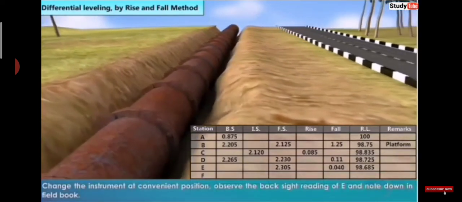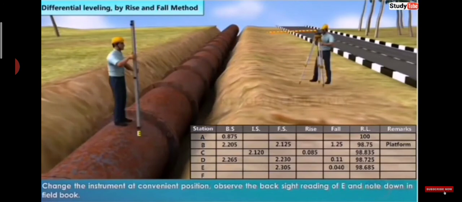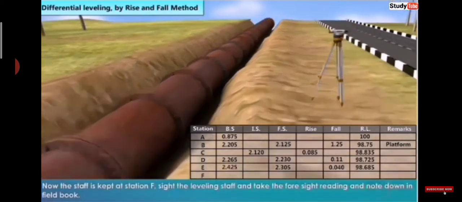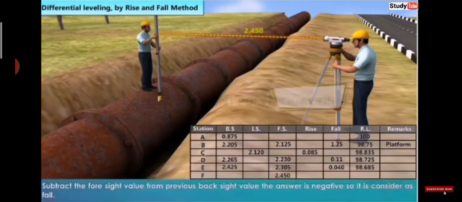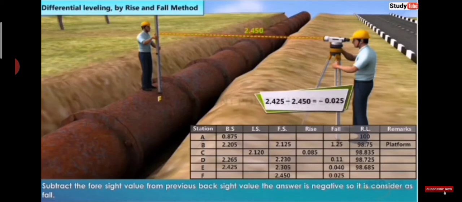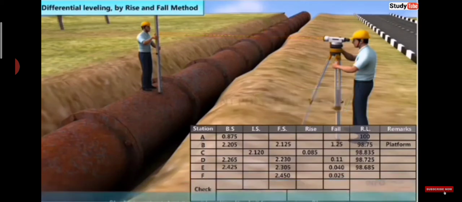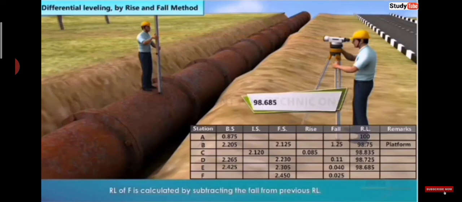Change the instrument to a convenient position. Observe the backside reading of E and note down in field book. Now the staff is kept at station F. Sight the leveling staff and take the foresight reading and note down in field book. Subtract the foresight value from previous backside value. The answer is negative, so it is considered as fall. RL of F is calculated by subtracting the fall from previous RL.